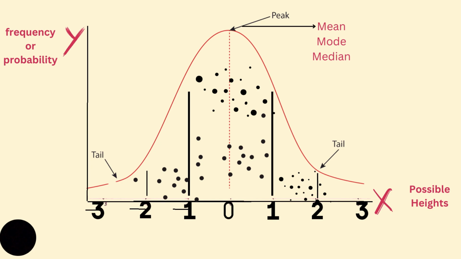The y-axis, vertical, represents the frequency or probability of each value occurring in your data set. In simpler terms, it shows how common or rare each value is. The higher a point is on the y-axis, the more frequently that value occurs in your data. The highest point of the curve, called the peak, represents the most common value in your data set.